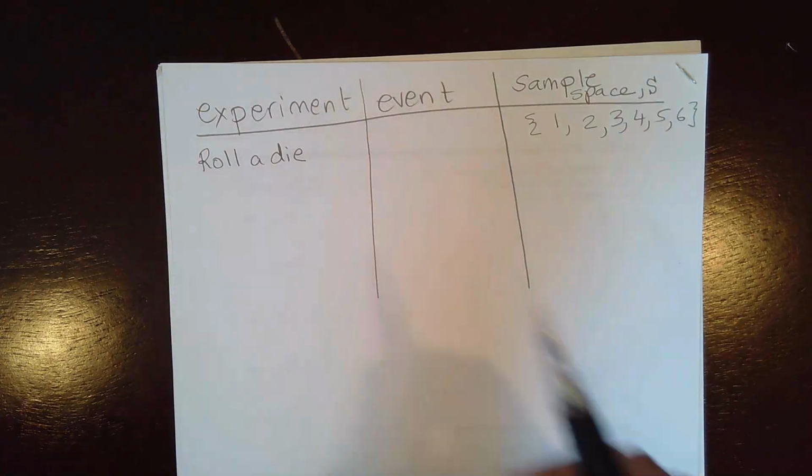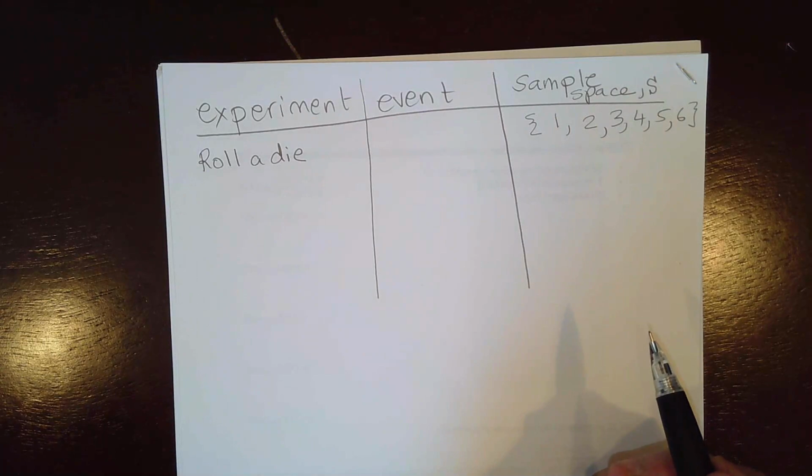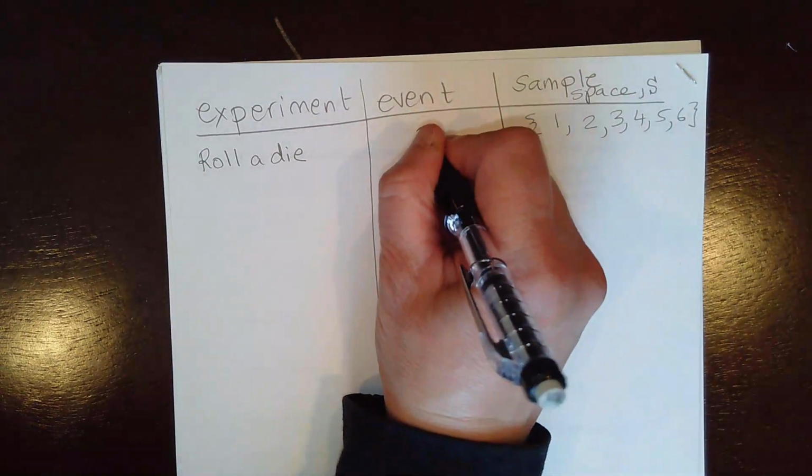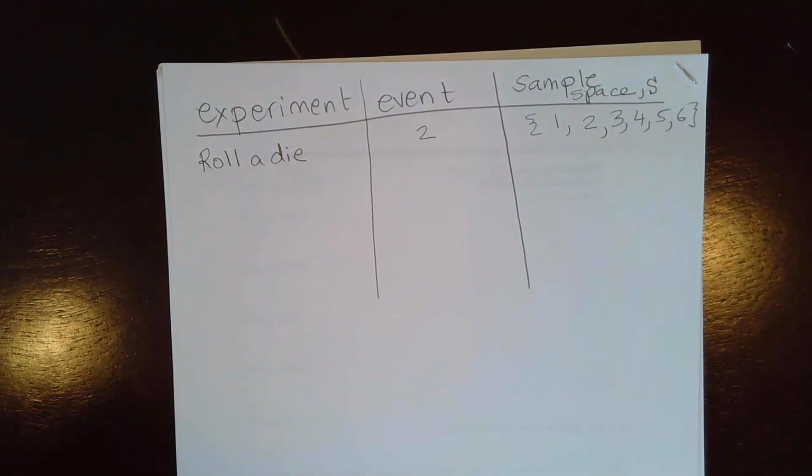What would be an event of rolling a die? An event would be getting a 2. That would be an event. Okay? So this is an example of an experiment, an event, and a sample space. Now let's try another experiment.